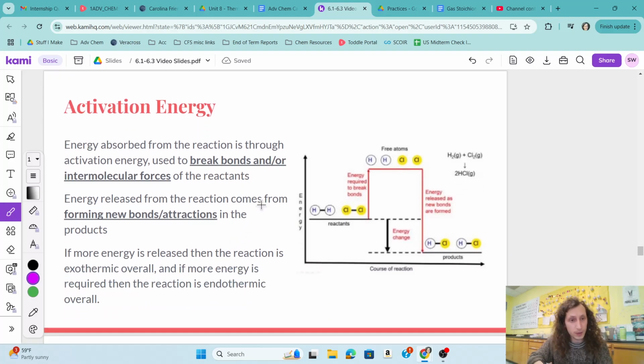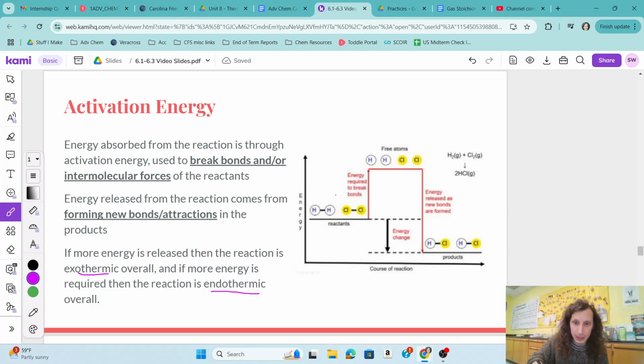So we talked about activation energy and kinetics a lot, but again, what that is is this in-between state where we are breaking the bonds of all of our reactants or overcoming IMFs, and we're starting to form these new bonds, new intermolecular forces between product particles. And ultimately, if that difference is negative between where we start and where we end, we get something exothermic. And if it is positive, we get something endothermic.